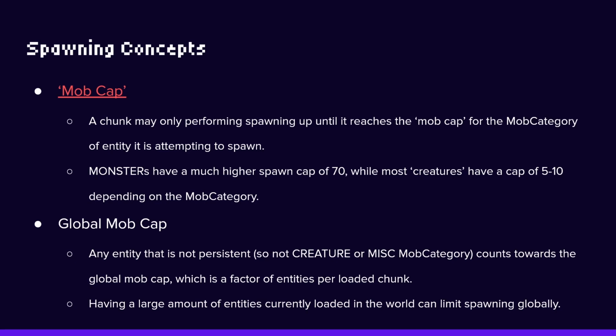So the other kind of mob cap, there's one more. That's the player mob cap, which caps mobs around the player, but we're going to ignore that one. Then there's the global mob cap, which is any non-persistent entity that is currently loaded in the world. Each per chunk increases this cap. And then once it hits that cap, nothing will spawn.